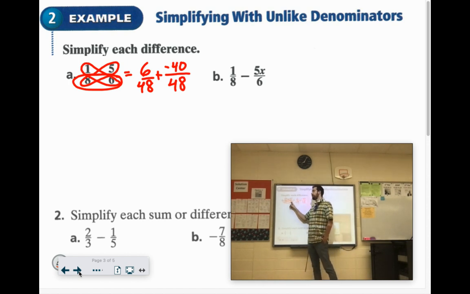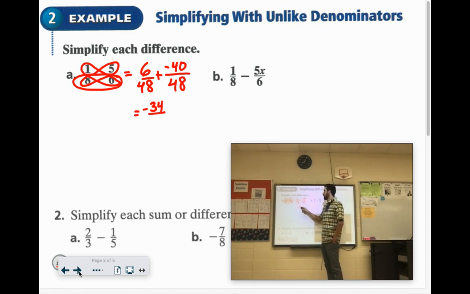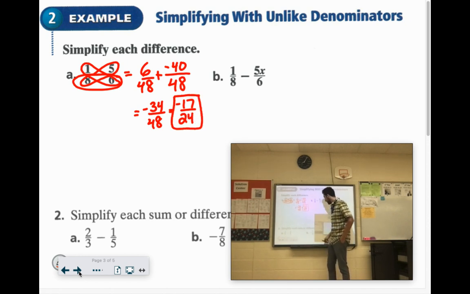Always multiply the denominator from one to the numerator of the other, and then just multiply the two denominators to get that common denominator. So 6 plus negative 40 would be negative 34. We keep the 48. These are both even, so we could divide them by 2. Negative 17 over 24. And there's nothing else in common there. So that is one way that you can do it.